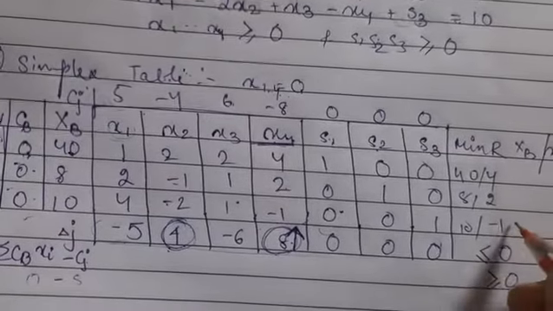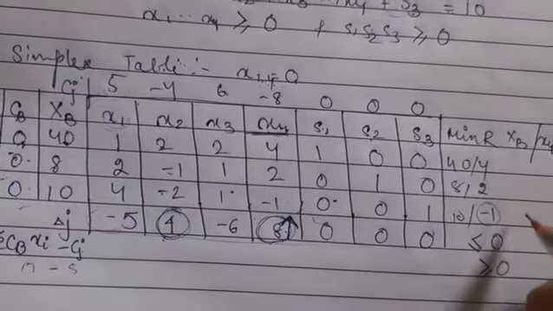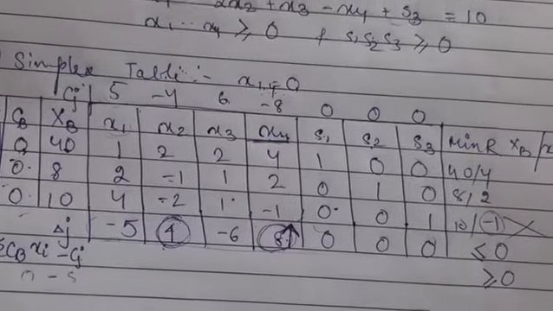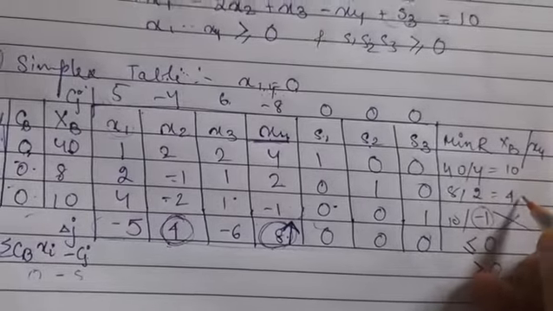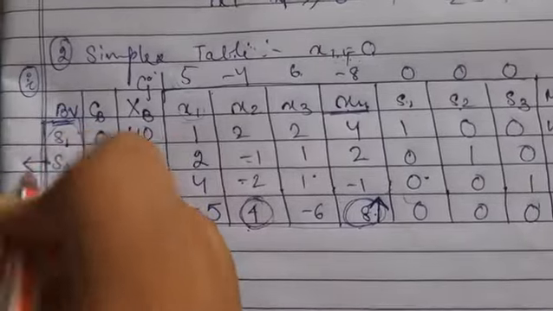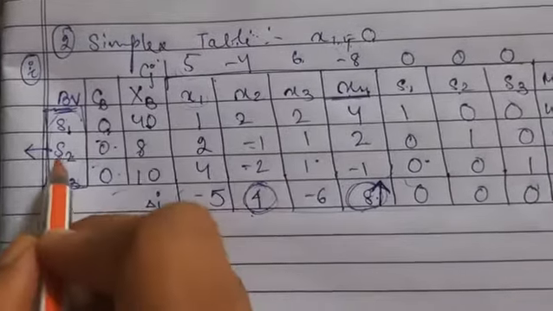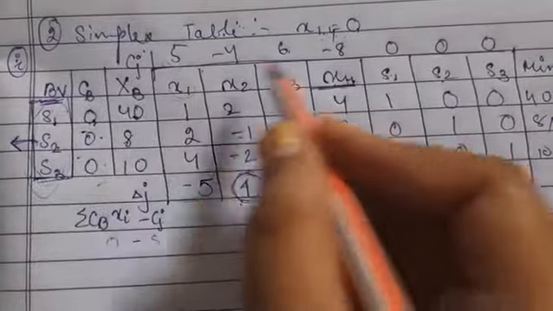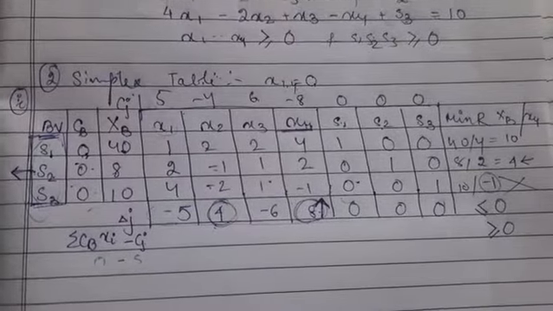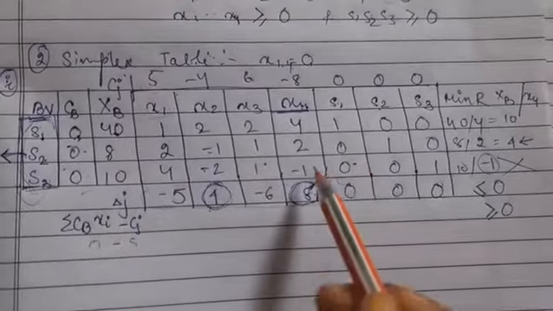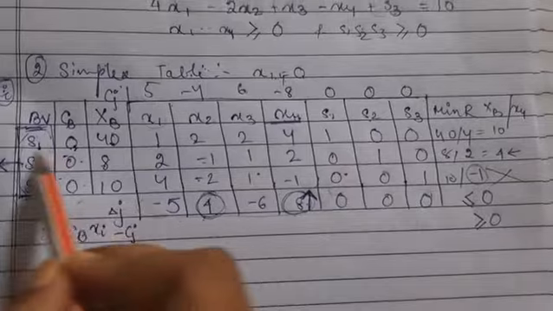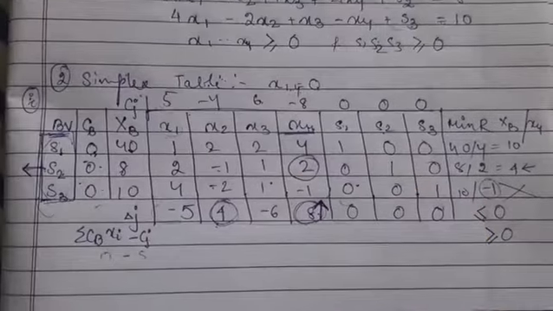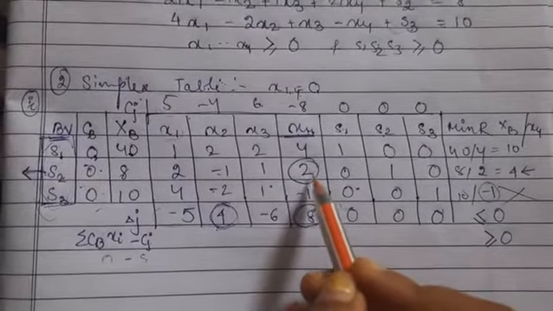We won't be considering a denominator less than or equal to 0, therefore this is rejected. Then this is 10 and this is 4. This is the minimum value, hence S2 will come out, or S2 is the leaving variable. Instead of S2, X4 will enter the basis. Now the intersection of this column and this row is 2. So 2 is the pivot element.